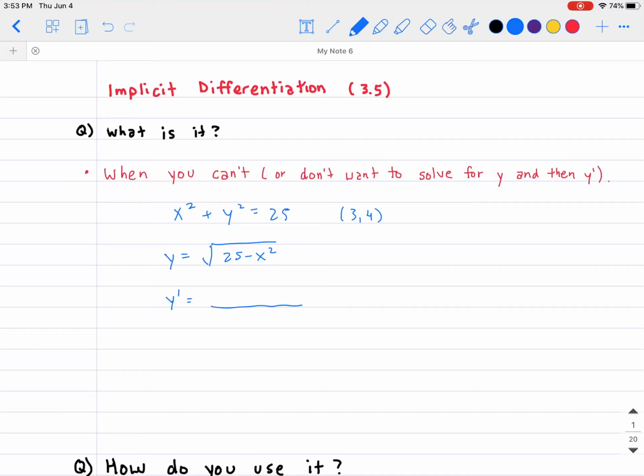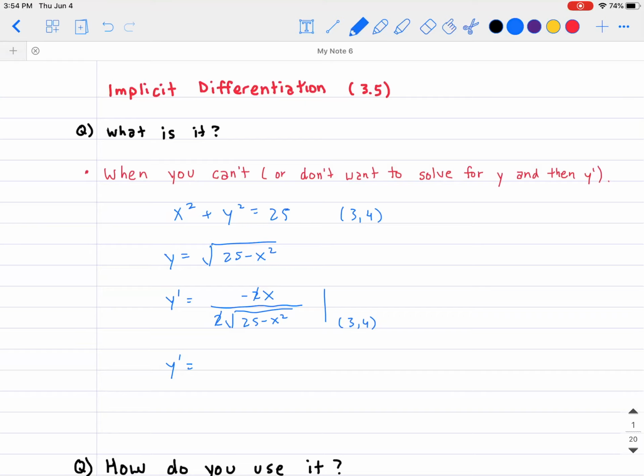y prime, according to the power rule and also chain rule, is going to be 1/2 and then the square root of 25 minus x squared in the denominator. And according to the chain rule, there should be a negative 2x on the top because that's the derivative of 25 minus x squared. Now we can cancel out, and then plug in the point, which is (3, 4), and that will give us the answer.